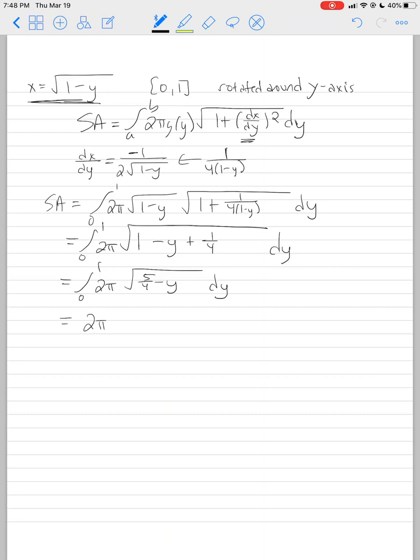Okay. The 2 pi comes along for the ride. 5/4 minus y, I'm basically treating like y. So it becomes to the 3/2 exponent, divide by the exponent, and I have to divide by the derivative of the inside, which puts a -1 out in front, evaluated from 0 to 1. This gives me a 5√5 minus 1 over 6 pi.